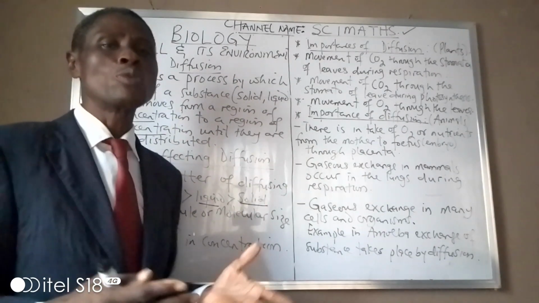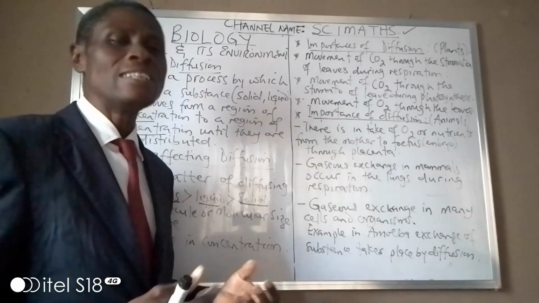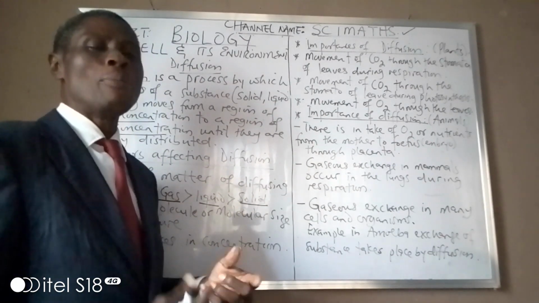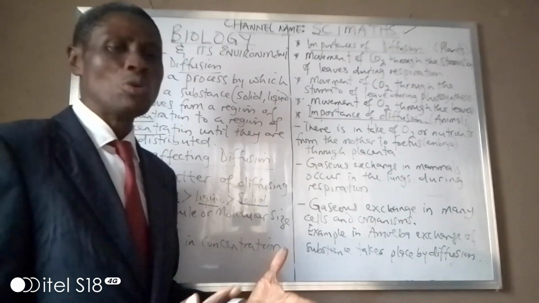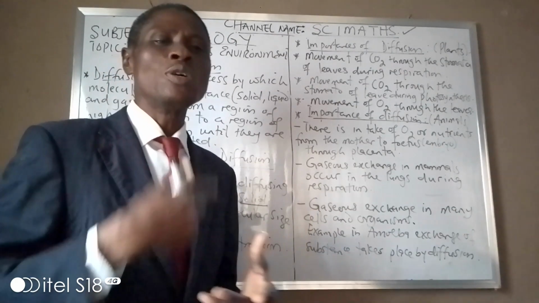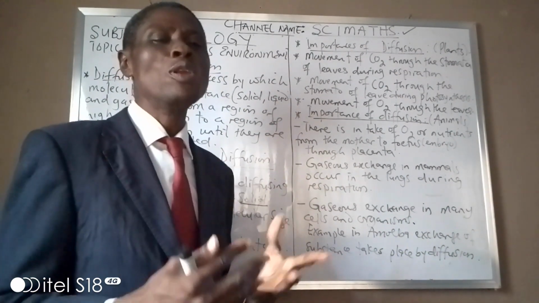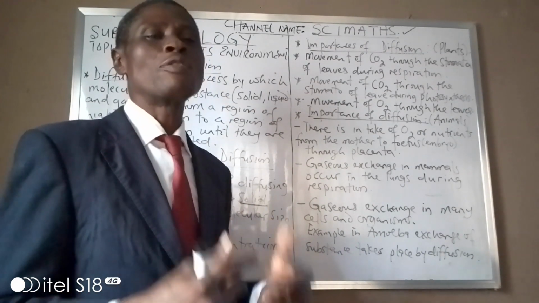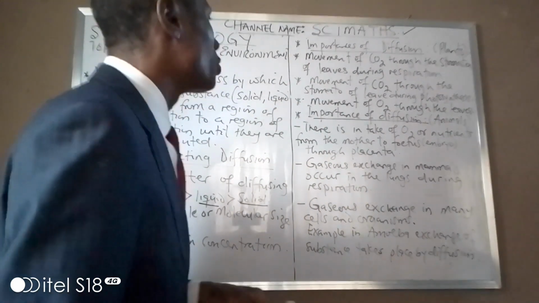Secondly is the size of the molecule of the substance. The smaller the molecule size, the higher the rate of diffusion, because smaller molecules tend to move faster than bigger molecules. So the size of the molecule affects the rate of diffusion. The smaller the size, the faster the rate of diffusion.